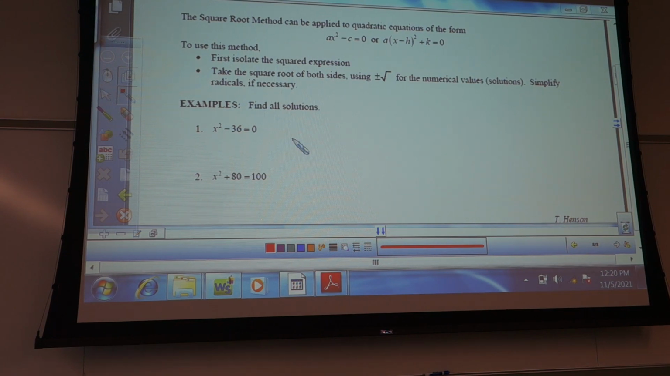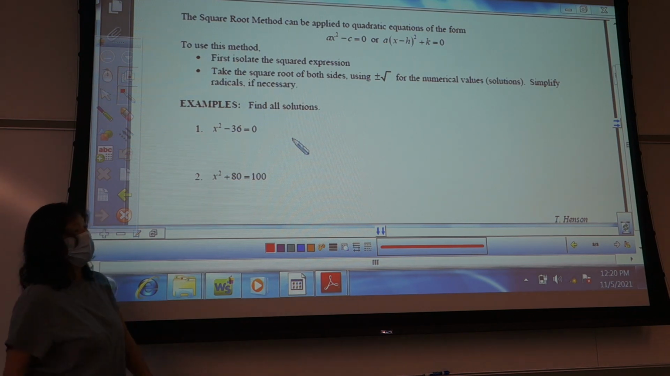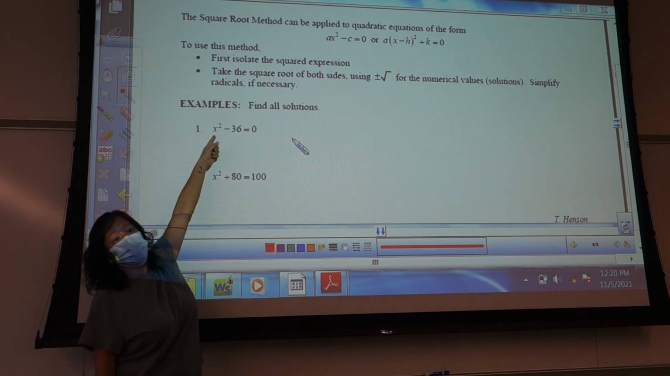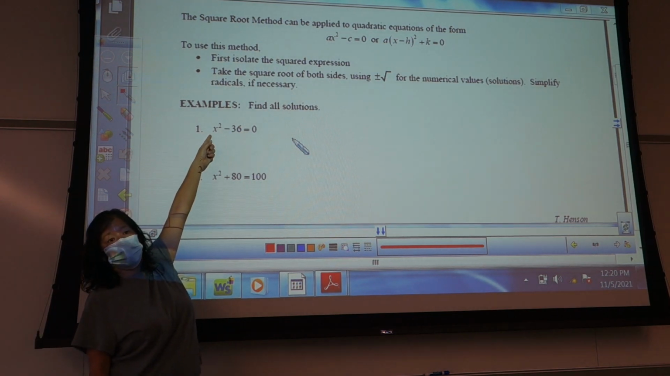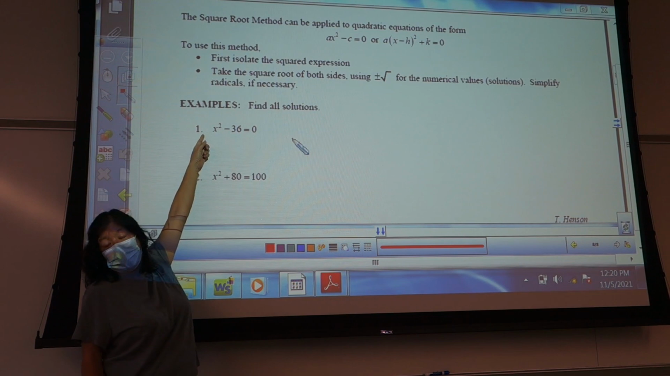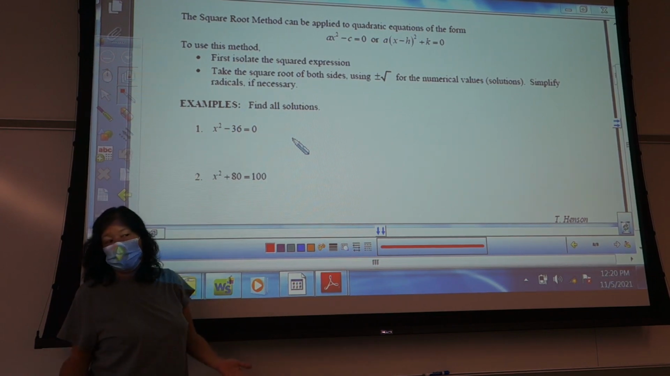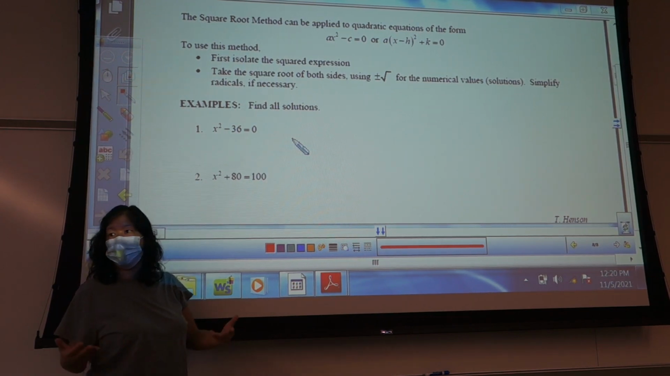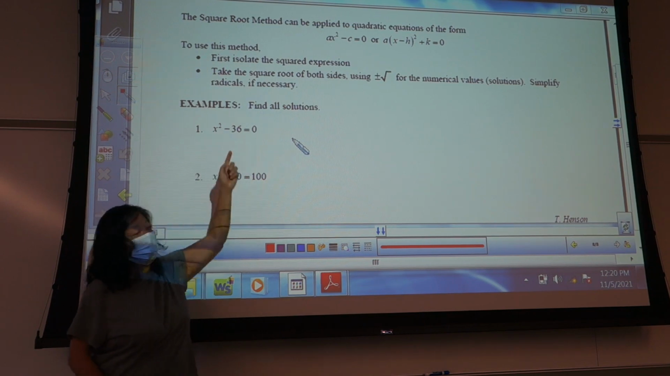Oh, I'm sorry. So you get the squared term all by itself, and then you can just square root both sides. Remember, when you square root both sides, you get two answers. Whenever I have an x squared, I'm going to have two answers for x, because there's two x's. If I had an x cubed, I'd have three possible answers for x. Does that make sense for folks? Okay.